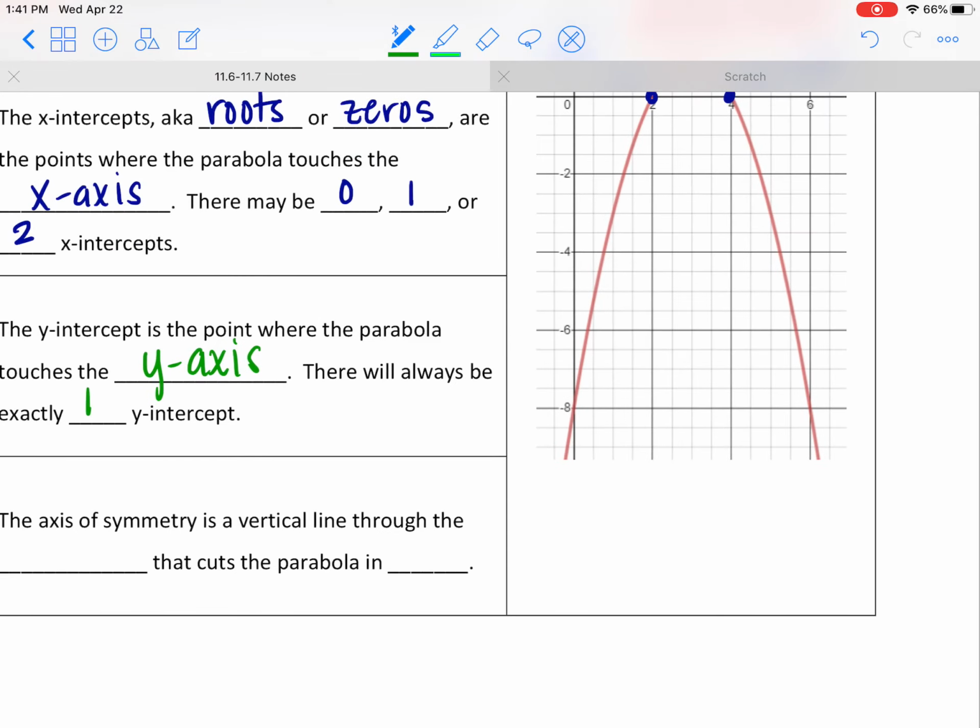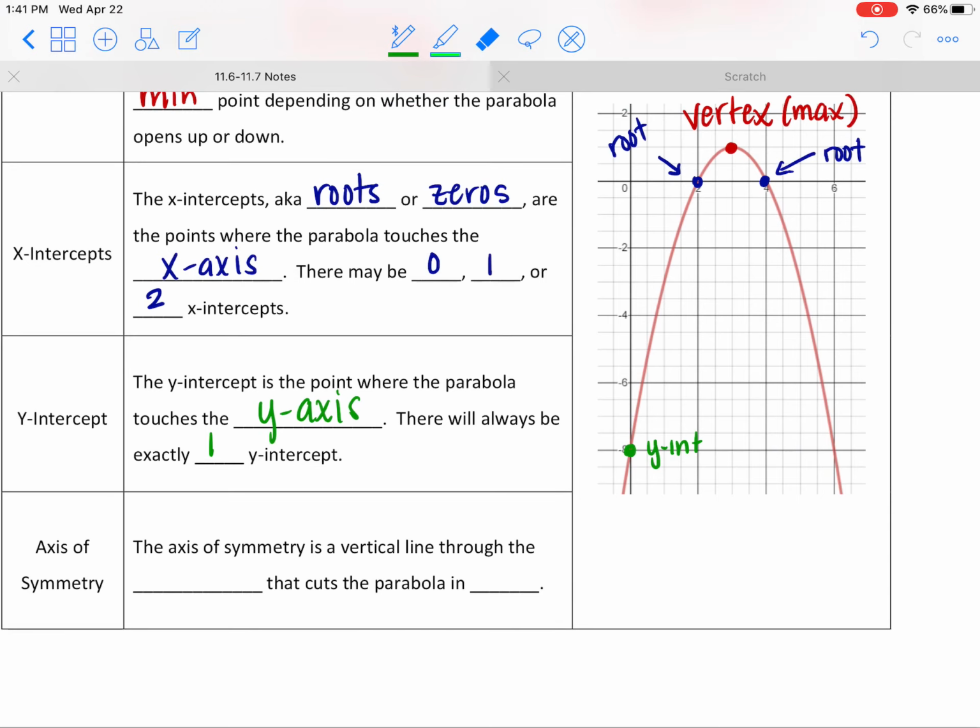Then we have the y-intercept. The y-intercept is going to be the point where your parabola touches the y-axis, and there will always be exactly one y-intercept. So no matter where your graph is, eventually it's going to hit the y-axis one time. So there's our one y-intercept, right? No matter where your parabola is, eventually it's going to touch one time on the y-axis. Okay, so one y-intercept. And the last piece here is something called the axis of symmetry.